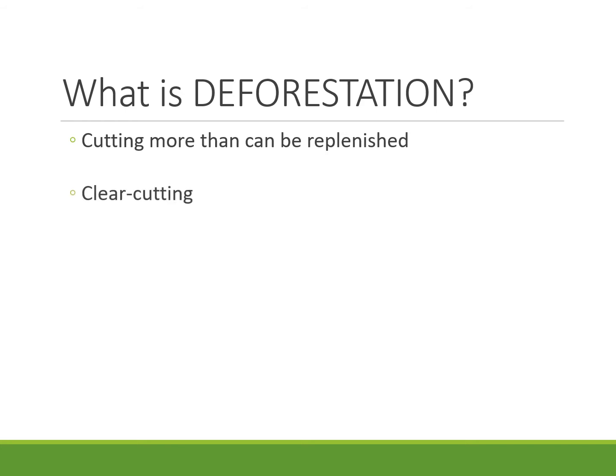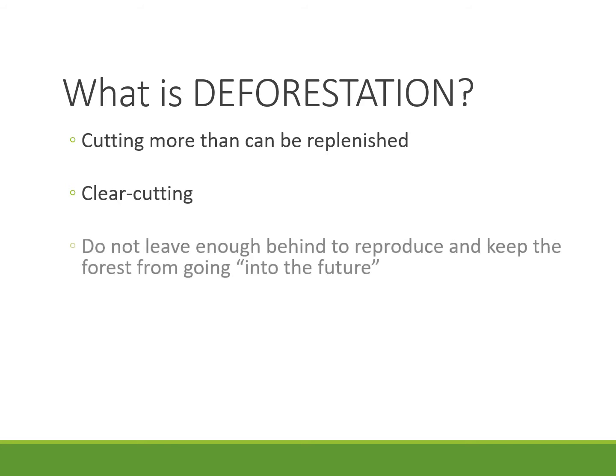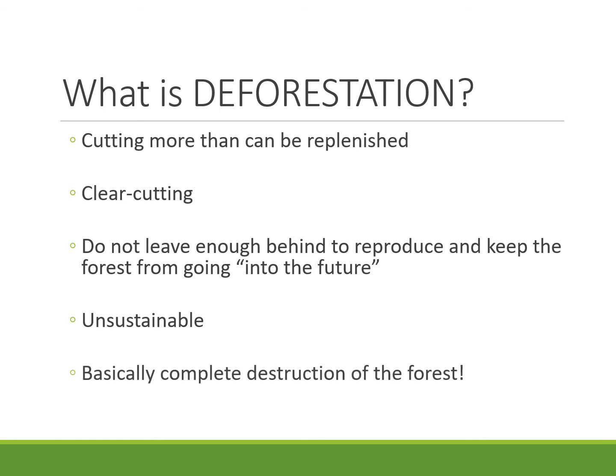Clear cutting. Clear meaning like you clear it all out. You cut everything down faster than it can be replenished. Again, sort of like the Lorax. Same concept. You do not leave enough behind to reproduce and keep the forest going into the future. So that whole idea of unsustainable, right? You're using things in such a way they're not going to be around for the future. They're not able to reproduce or replenish. Basically, complete destruction of the forest. You just take the whole thing down. That's deforestation. And I suspect most of you knew that already.